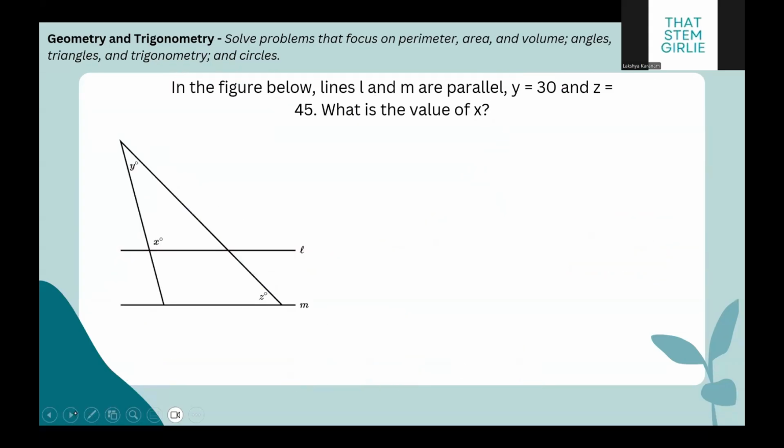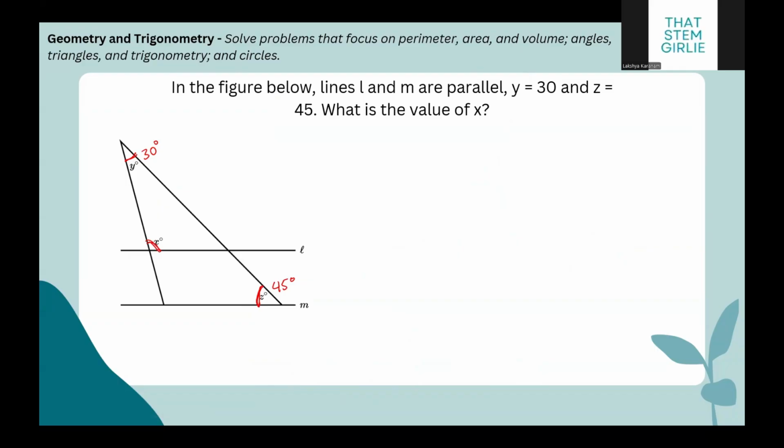All right. In the figure below, lines L and M are parallel, and we're given that y equals 30, which means that this angle right over here is 30 degrees. Z equals 45, which means this angle right over here is 45 degrees. And we want to find the value of X. So how many degrees is this right over here?